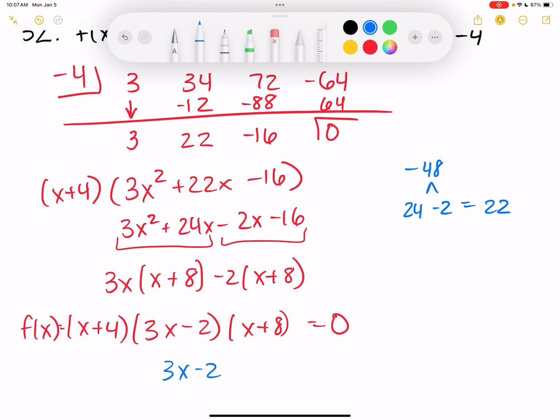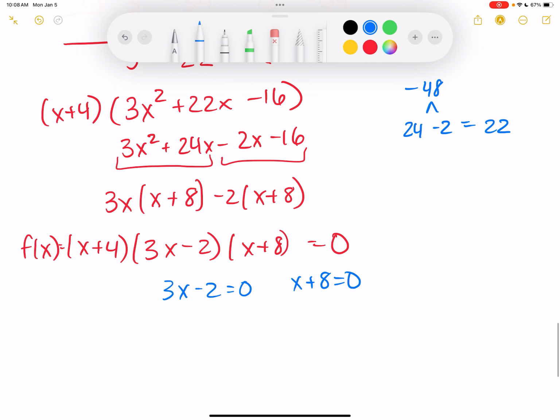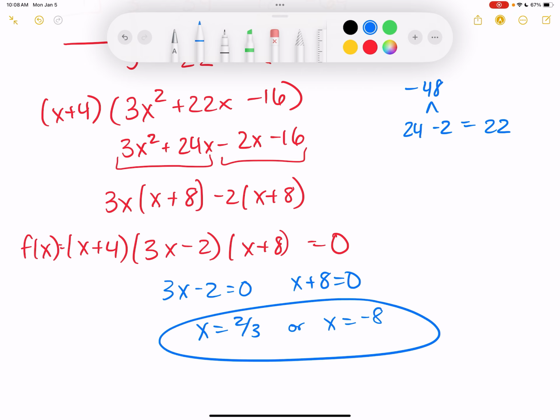So 3x minus 2 equals 0. X plus 8 equals 0. So x equals 2/3 or x equals negative 8. If they were asking you to find all of them, obviously we would write negative 4, but they gave us that one, so we don't need to do anything with that.